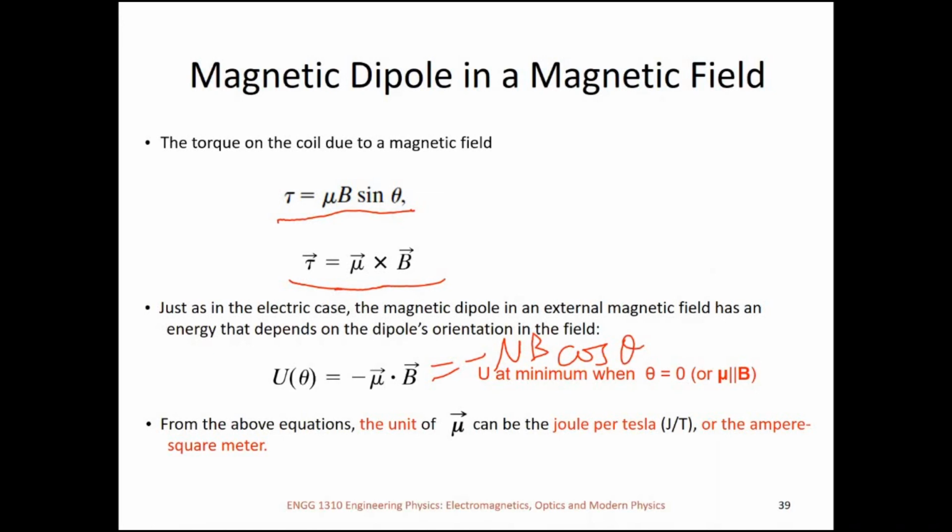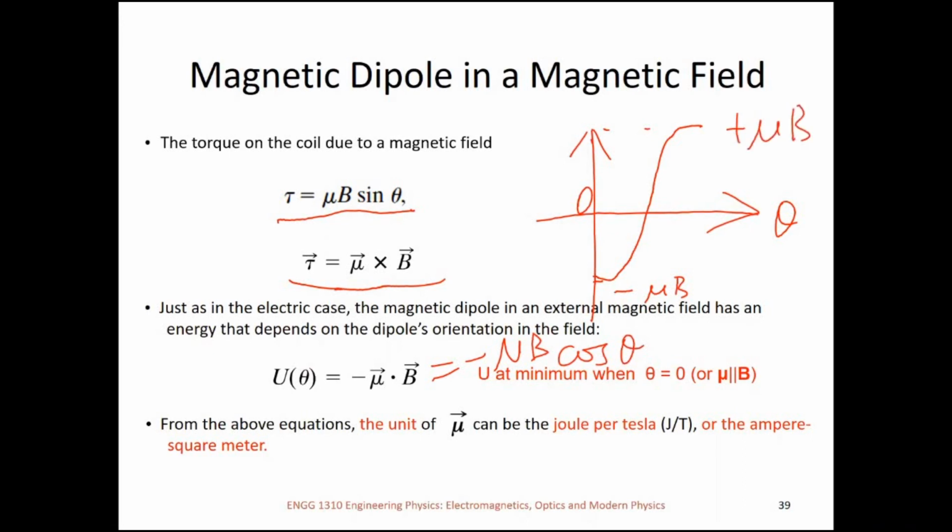So in that way, if you make a plot, when the angle is 0, it will go to minus mu B. Then it will go to 0, and you will go to the positive mu B at the angle of 180 degrees. As you can see, this is quite similar to the electrical dipole.